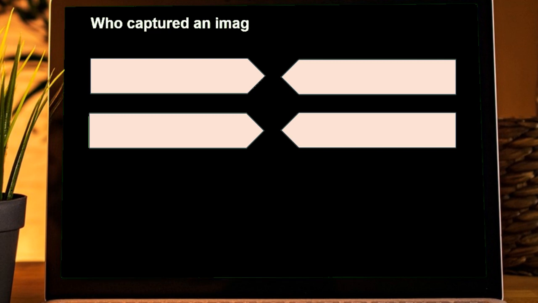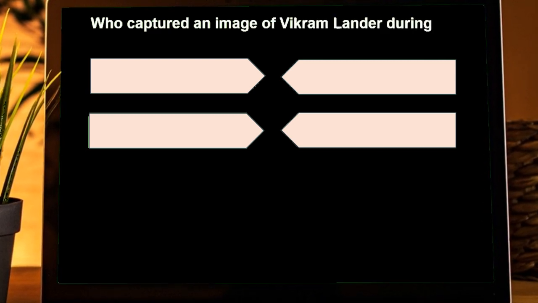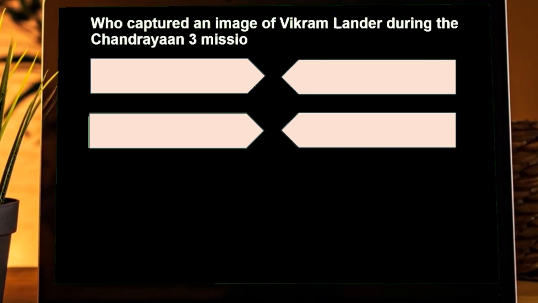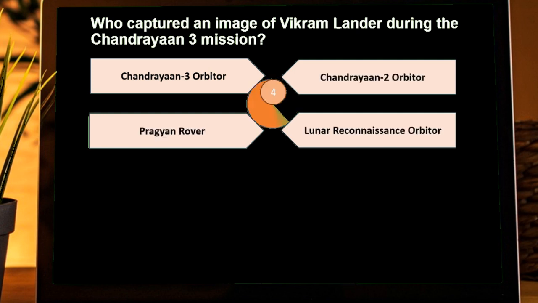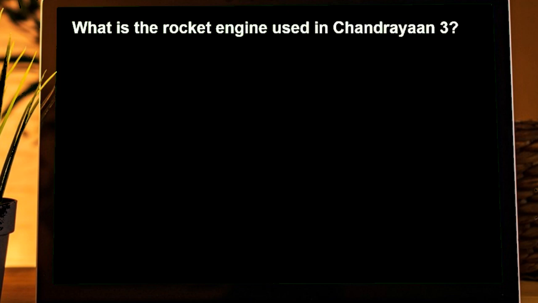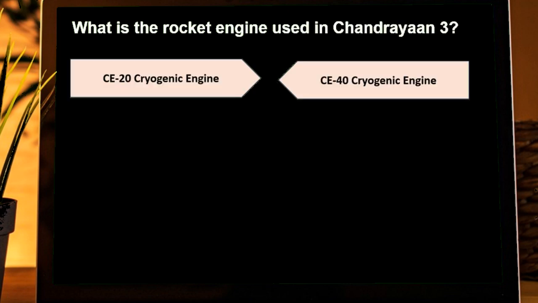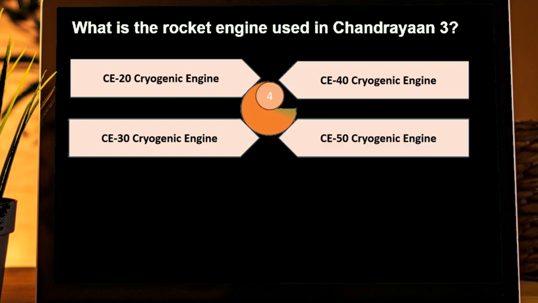Captured an image of Vikram lander during the Chandrayaan-3 mission. Correct answer is Chandrayaan-3 orbiter. What is the rocket engine used in Chandrayaan-3? Correct answer is CE-20 cryogenic engine.